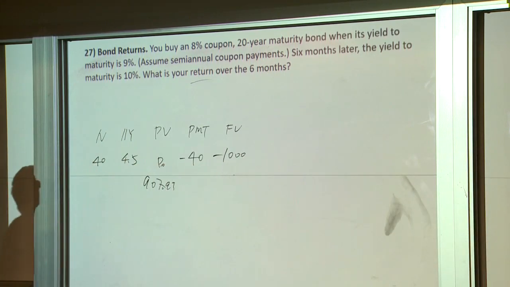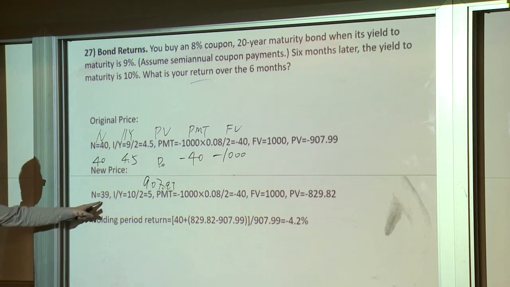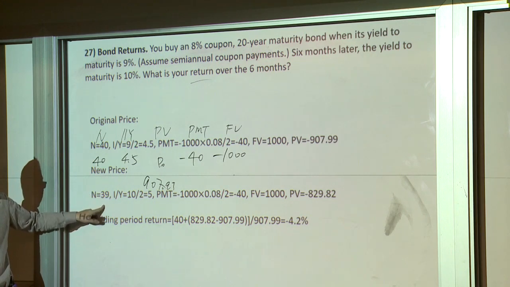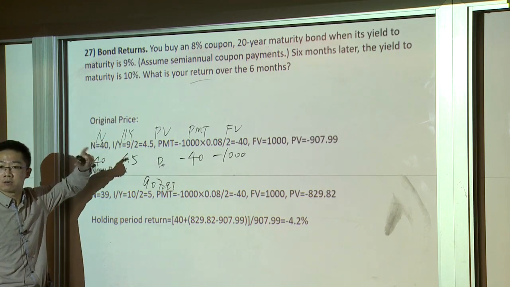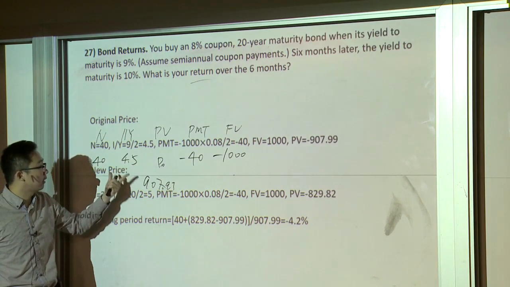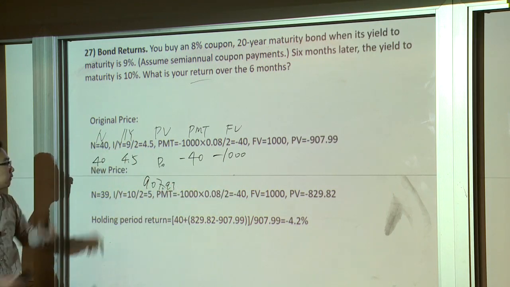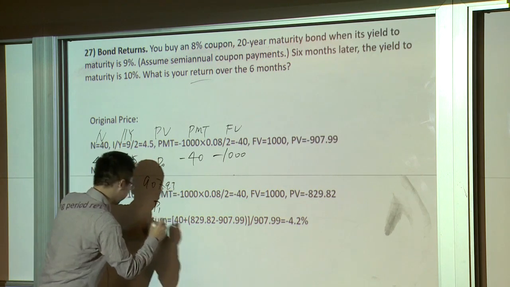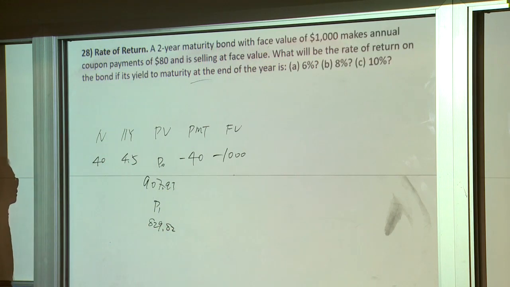All right. So we got the purchase price. What is our selling price? 6 months later, the variables change a little bit. So N becomes 39: 6 months, 1 period, 40 minus 1, 39, right? IY becomes the yield to maturity 10%, so for each period it's 5. PMT is still 40, and the FV is still 1,000. And we calculate for P1. It's 829.82. Okay, so that's what you have.